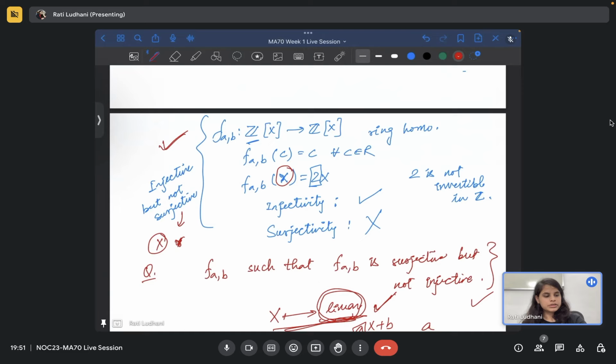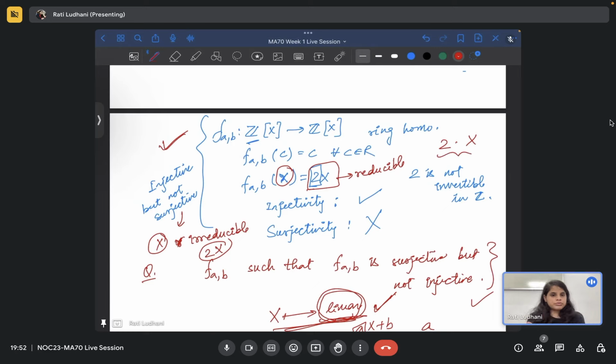That is irreducible, but 2x is not irreducible. It maps to 2x, which is reducible, because 2 is not a unit and x is also not a unit. So you got 2x, and that is reducible. Reducible means you can write it as a product of non-unit factors, and x is a non-unit, and 2 is a non-unit in Z. 1/2 does not exist here, so 2 is not a unit. So this 2x is reducible, but x is not reducible.